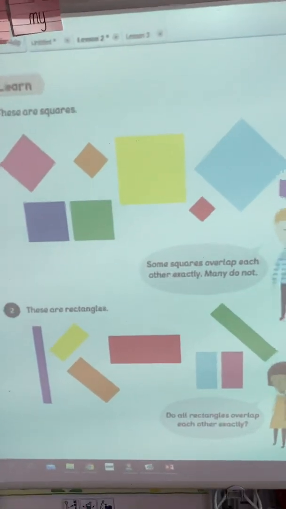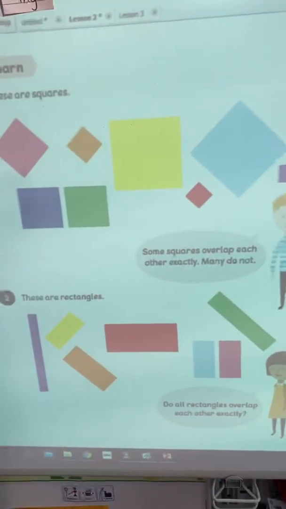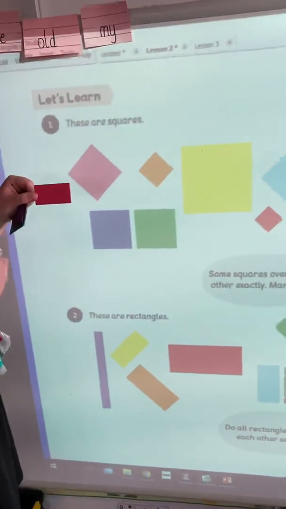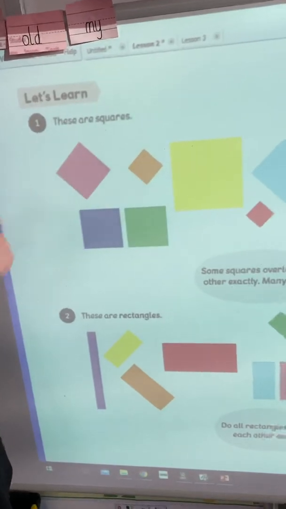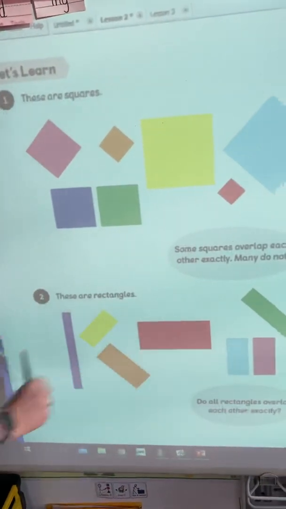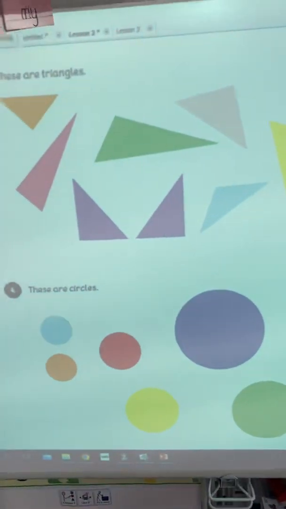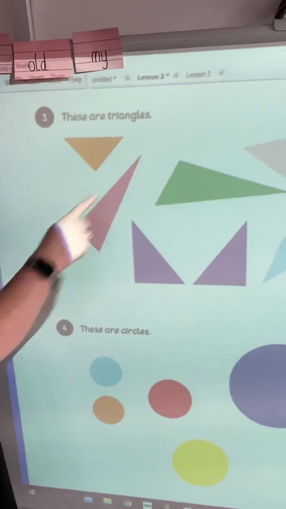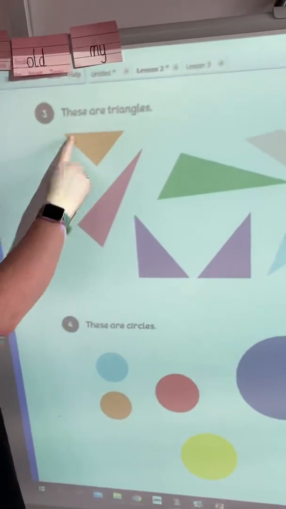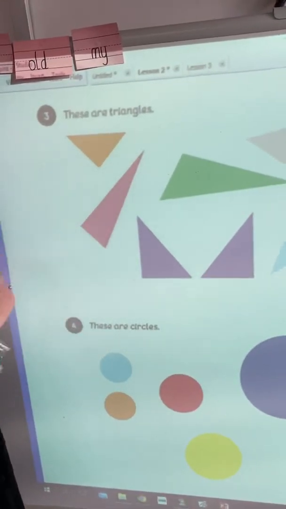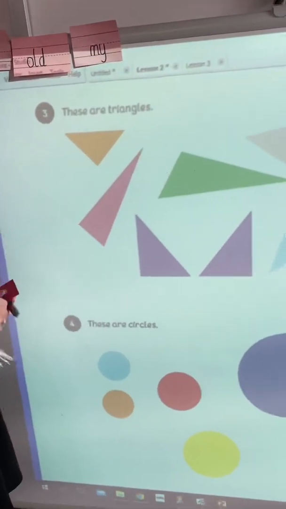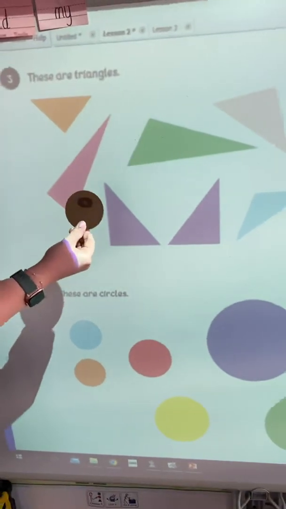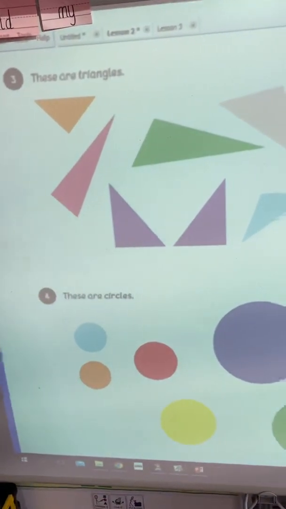Then the next ones are rectangles. So again, 2 of these lines are the same length and the other 2 are the same. It doesn't matter if it's like that or an angle, as long as 2 sides are the same and the other 2 are the same, it is a rectangle. Then triangles, so these normally have a point. It could have 2 sides the same or they could all be different lengths. Triangles have 3 sides, okay? And then circles at the bottom, it's just 1 side and it's round.